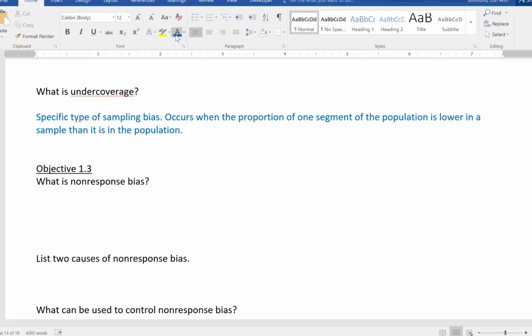So, for example, say the United States is split 50% female, 50% male, and we wanted to do a sample on the age of the US population. So it would not make sense to sample 75 males and 25 females, because then the females are being undercovered. So in order to do the sampling correctly, it has to be proportional. So then in that example, you would sample or survey 50 males and then 50 females.